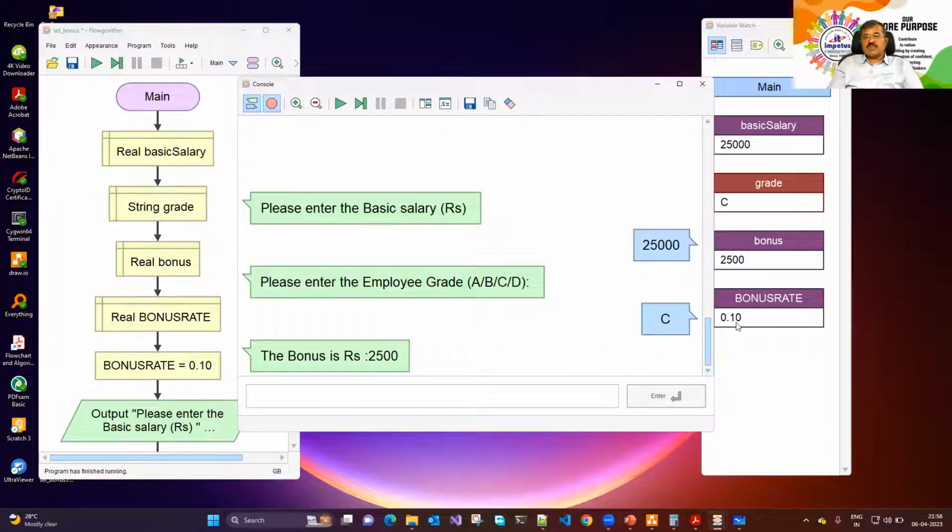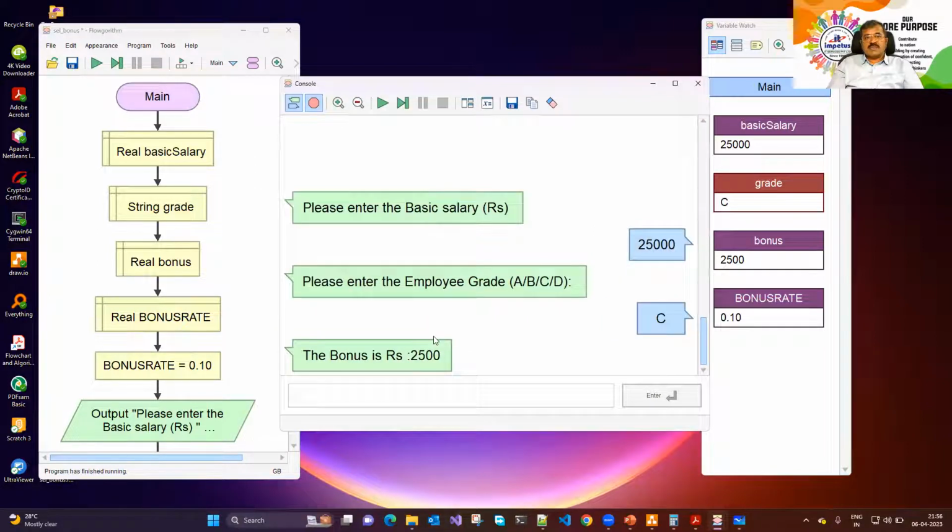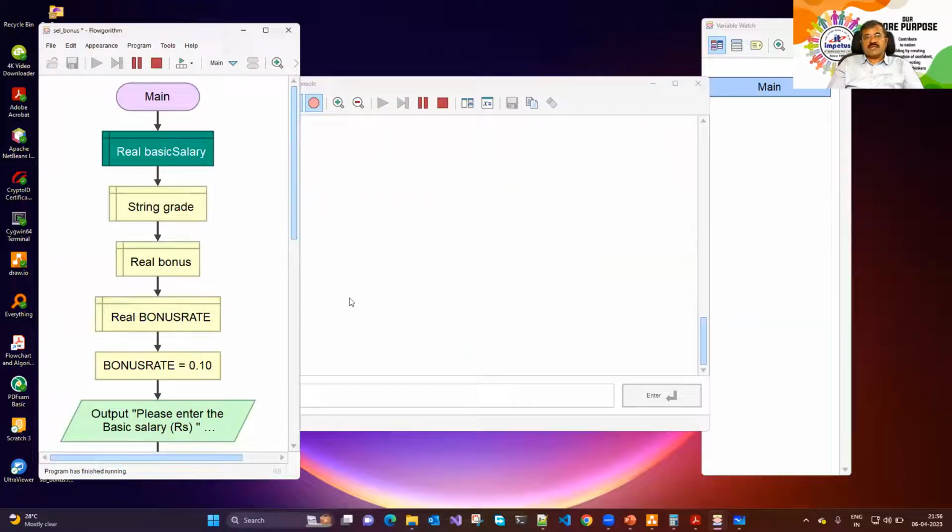Because bonus rate is 0.1, means bonus rate is 10%. उस हिसाब से it has calculated the result. And after calculating the result, it has displayed the answer saying bonus is rupees 2,500. Perfect. Let's run the code once again.